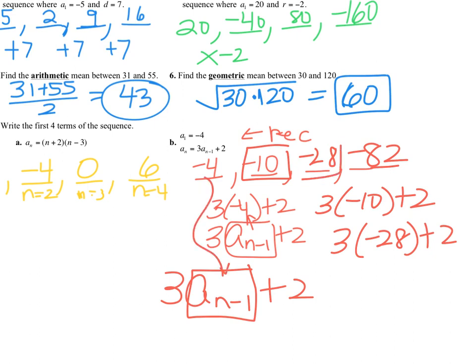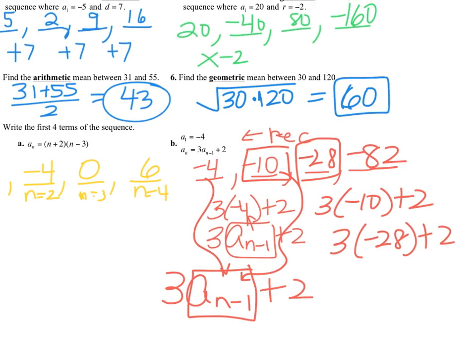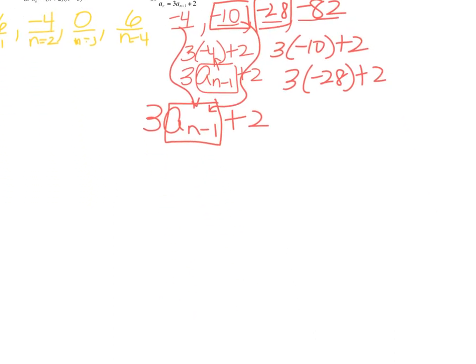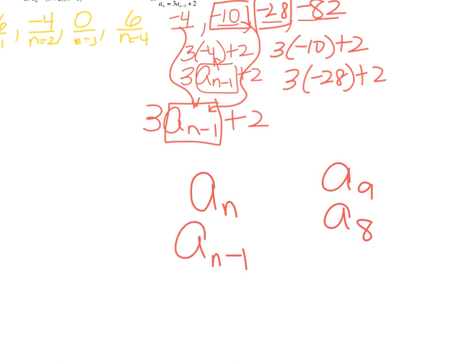If I want this term here, I'm going to take the term before it and plug it into there. How does that work? 3 times negative 10 plus 2. Okay, it's not n minus 1, it's a sub n minus 1. So if you have a sub n, if you have the 9th term, let's do a sub 9. What's the term right before the 9th term? The 8th term. What's the term right before the nth term? The a sub n minus 1 term. So this isn't n minus 1, it's the term before n. Cool, good. That's a hard concept.